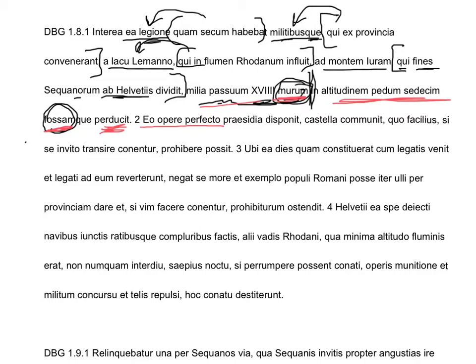And then Caesar gives us a list of things. Praesidia disponit. Notice we've got a direct object and a verb. And then we have another direct object and a verb. So Caesar, the understood subject, probably did this to that, and he did this to that.